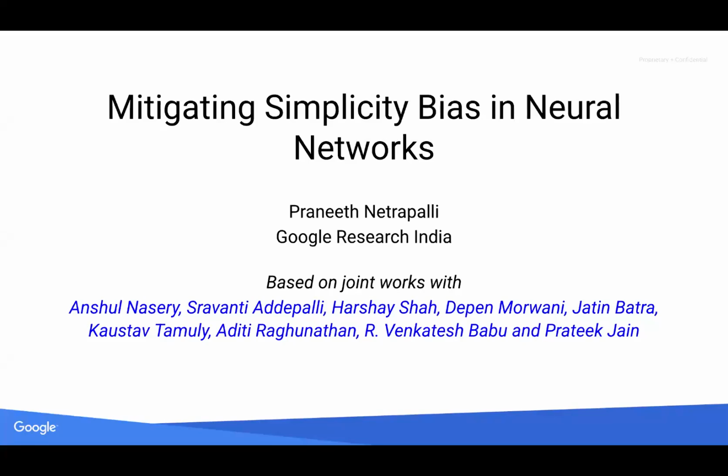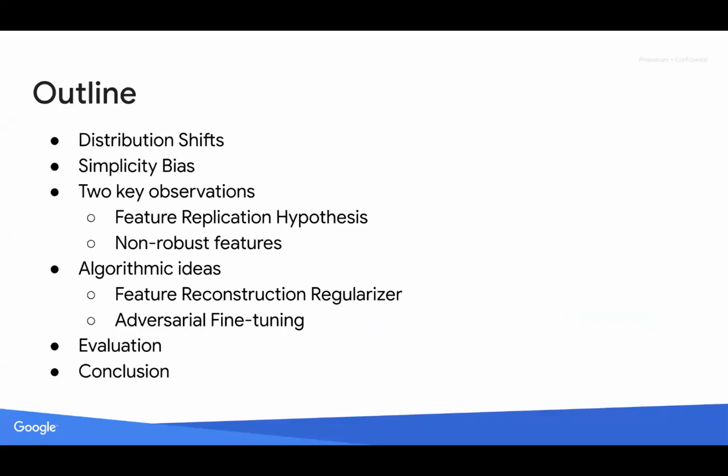And in particular, I'll provide evidence that simplicity bias is... So the outline of the talk is that I'll first introduce the distribution shift problem, and then I'll provide evidence that simplicity bias is one of the main reasons for the brittleness of neural networks to distribution shift. And I'll further present more refinements of how simplicity bias can be detected and how to address them using a couple of algorithmic ideas. And then I'll present some evaluation results, and then we'll conclude the talk with some future directions as well.